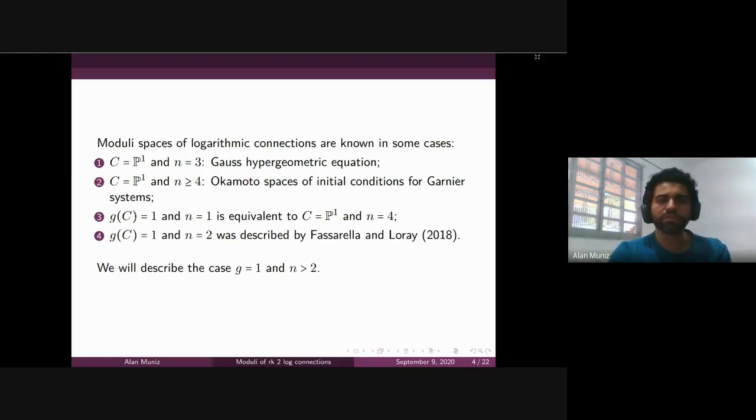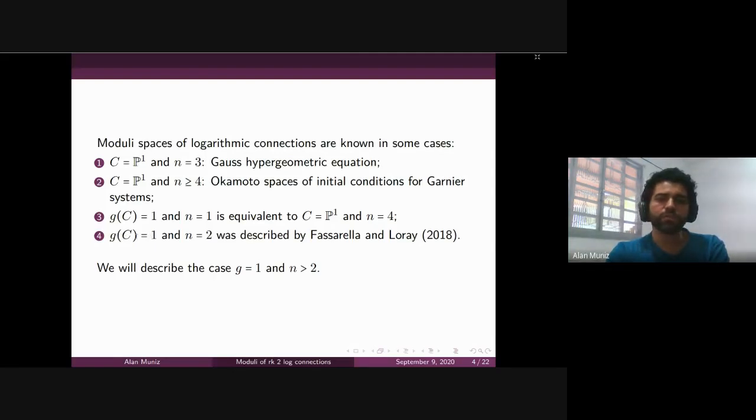Well, moving to genus 1, with 1 pole, it is equivalent to the case when C equals P1 and n equals 4. Here, the thing is to have a connection with 1 pole. This pole will be invariant by the hyperelliptic involution, and everything descends to P1, and we have the case with 4 poles.